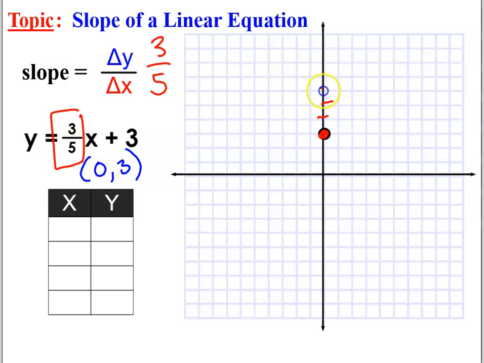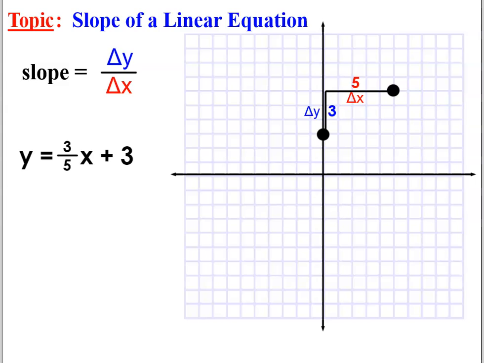Rise 1, 2, 3, run 5 to the right because they're both positive. 1, 2, 3, 4, 5. Connect them with a straight line, draw arrows on each end. Remember, the slope is a set of directions. Change in y is 3, change in x is 5.